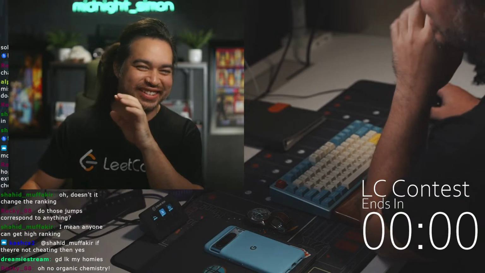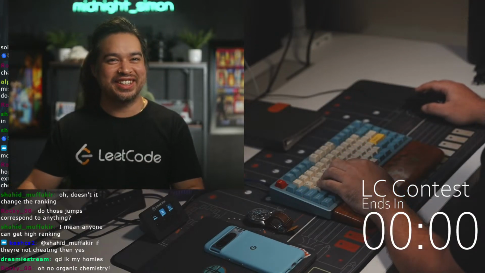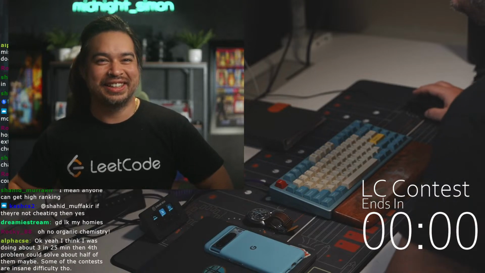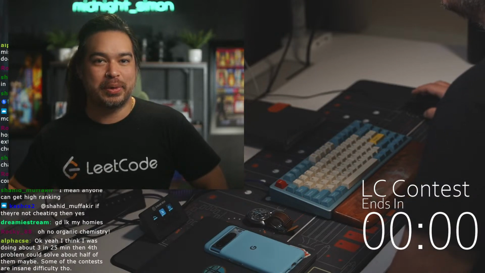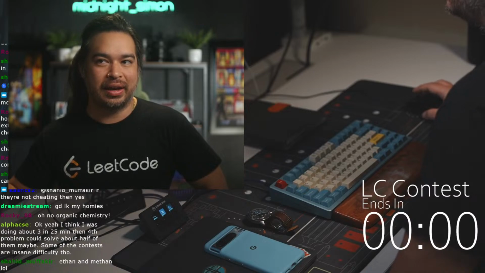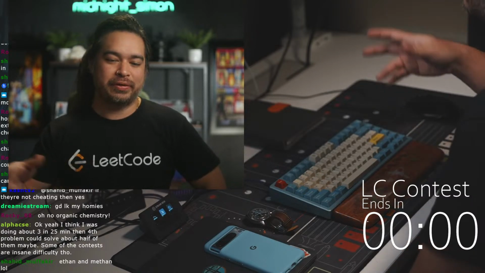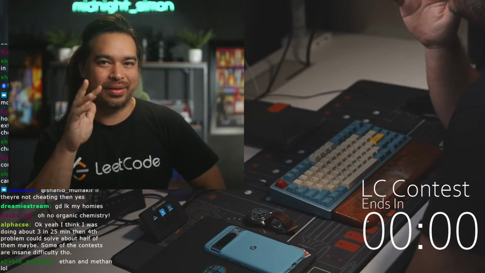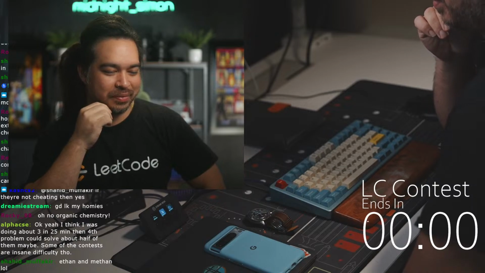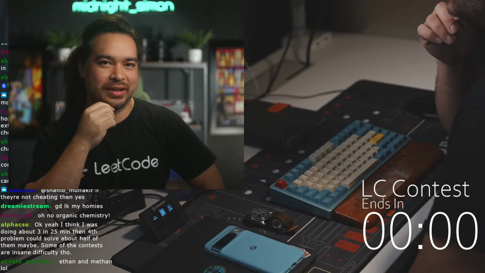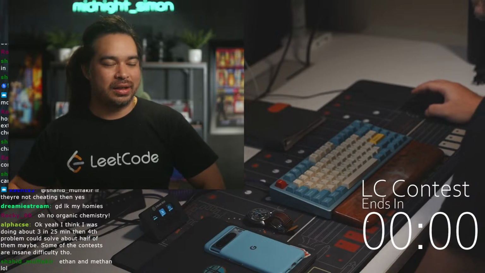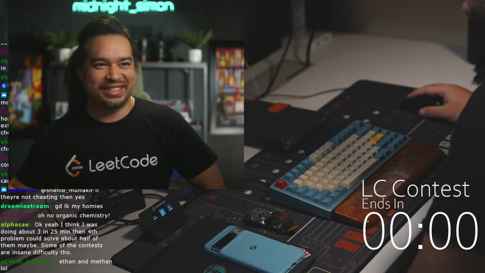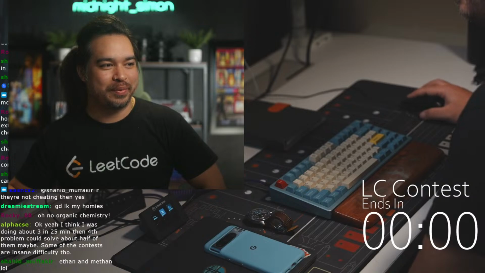Organic chemistry, yeah, don't worry about whatever comes up on the screen there. Yeah, I think I was doing about 3 in 25 minutes, then the 4th problem I could solve about half of them maybe. Some of the contests are insane difficulty though. Lately, before the difficulty ramped up, I was able to get 4 about half the time. Like 1 out of every 3 or 4 contests I'd be able to get the 4th one. But man, I'll be happy these days to just get 2, 3 solved, you know.